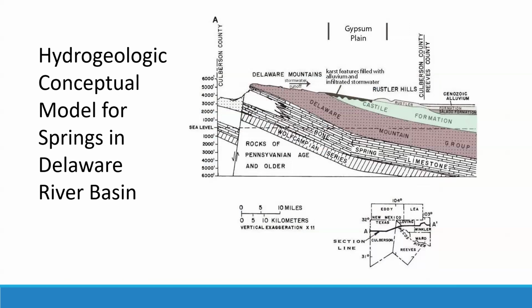This is a cross-section that I took from a USGS report, and here coming off the Delaware Mountains going from west to east, there's the Delaware Mountain Group, and then you have the Castile and the Rustler on top of it. And then in the Rustler and the Castile, there's karst features filled with alluvium and infiltrated with stormwater. When the oil and gas, I guess it's still going, they were targeting these things for rig supply, but that was also kind of taking water away from spring flows.